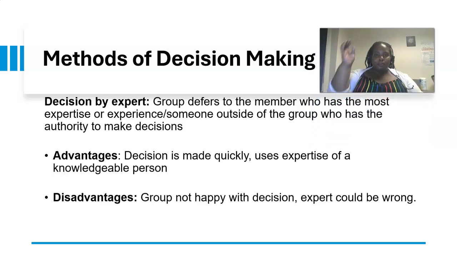So here are a couple of methods of decision making. Group by expert: the group defers to a member with the most expertise or experience in the skill set or the task, or someone outside who has the authority to make decisions. So that could be me. If you have any questions or need me to help out with decision making, let me know, or I can provide support for you. The advantages are the decisions can be made quickly and it uses the expertise of a knowledgeable person with experience. But the group might not be happy with the decision, and the expert can be wrong.